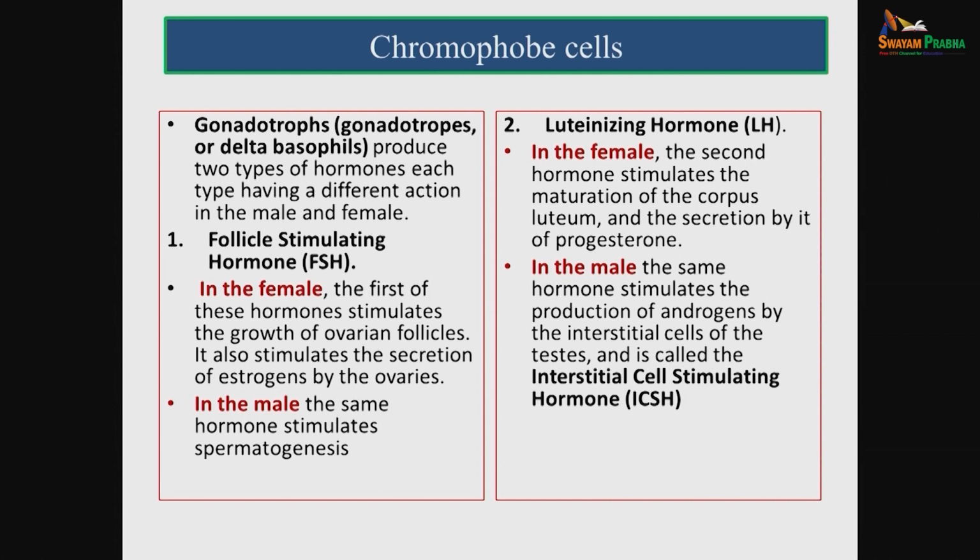The second type is luteinizing hormone, LH. In the female, it stimulates the maturation of corpus luteum and in turn the secretion of progesterone. Whereas in the male, the same hormone stimulates the production of androgens by the interstitial cells of the testis, and it is called the interstitial cell stimulating hormone.